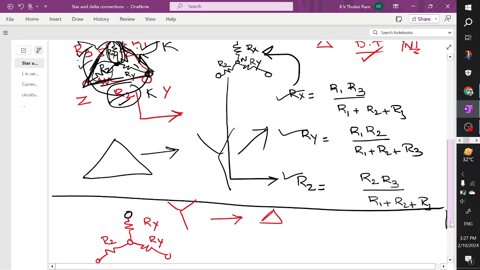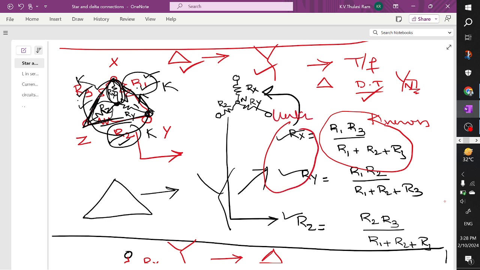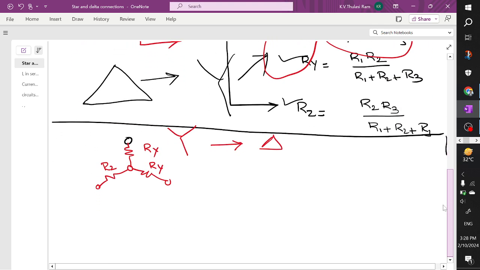So the above one is the conversion of delta to star. Just remember, all the values on the right hand side are known to us, and we are finding the values which are unknown to us. Here R1, R2, R3 are known to us, and we are finding Rx, Ry, Rz, which are unknown to us. You need this minimum knowledge while solving the problem.